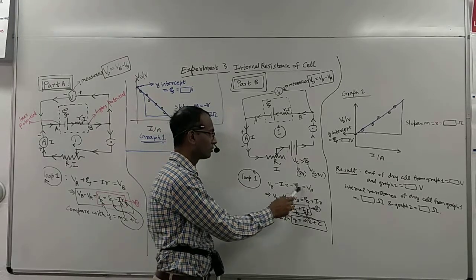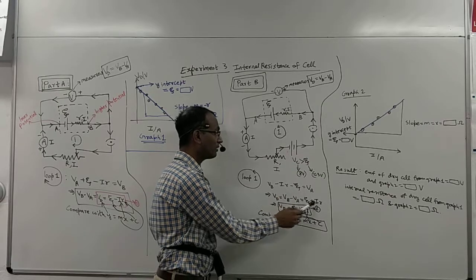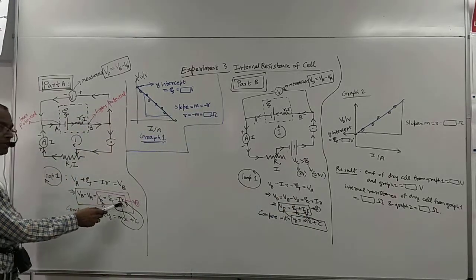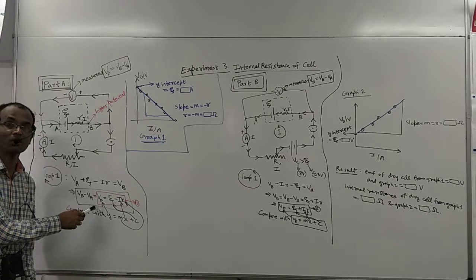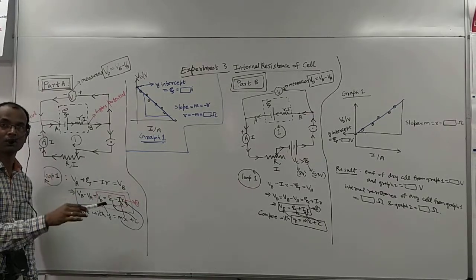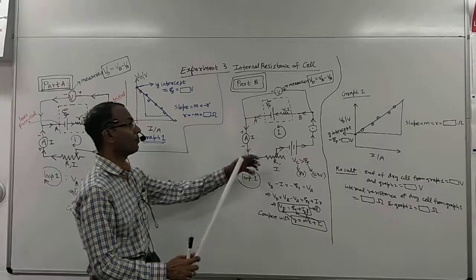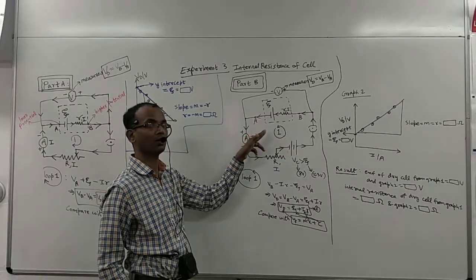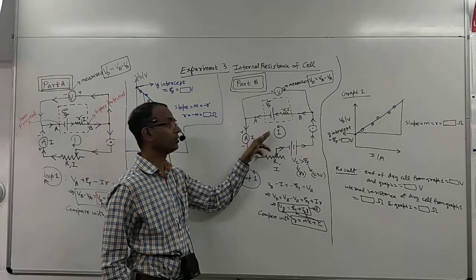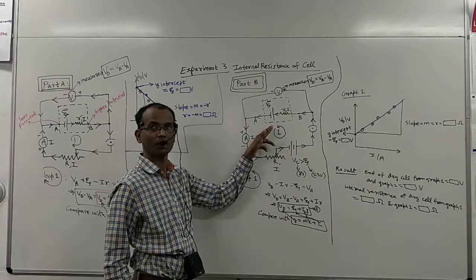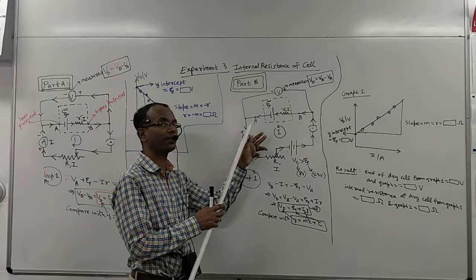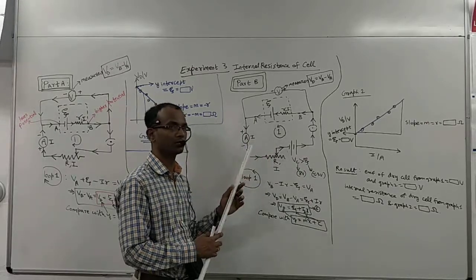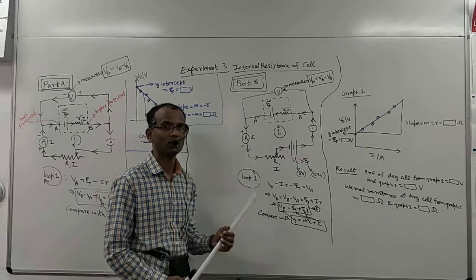Which will be EMF plus IR. So you see the difference. Here it was measuring EMF minus IR because the battery was discharging. But now a powerful battery outside is driving current into the battery in the opposite direction. So this is like charging. This corresponds to a case where a battery is charging. The direction of current is reversed. This is how we recharge a battery.